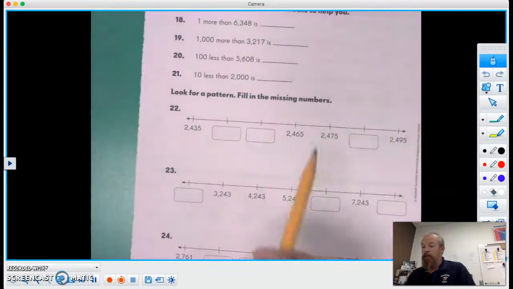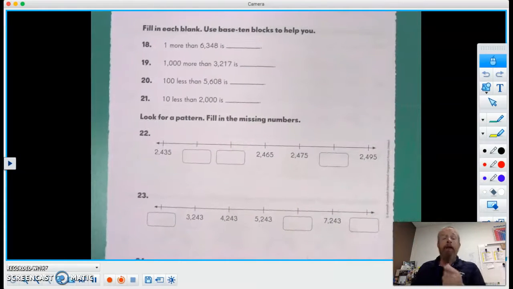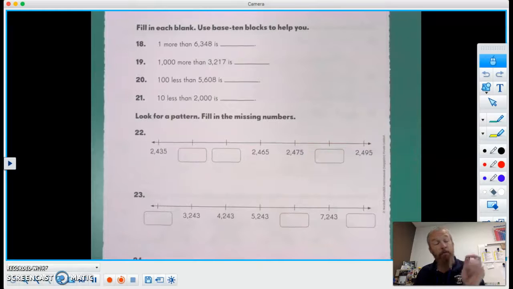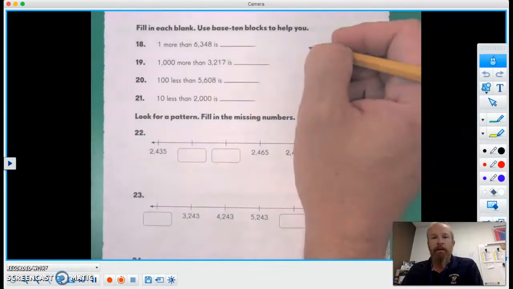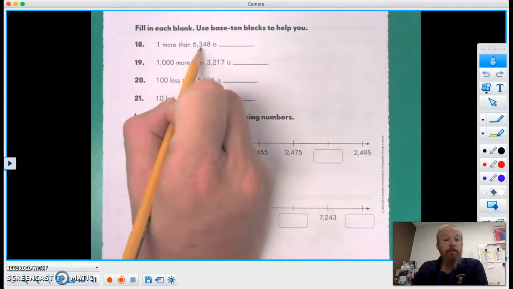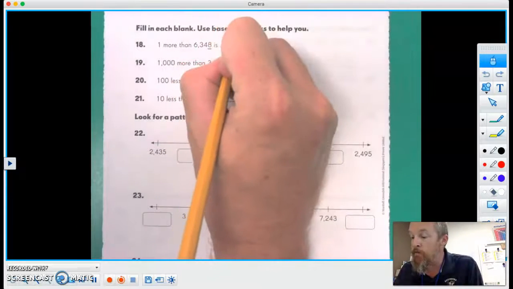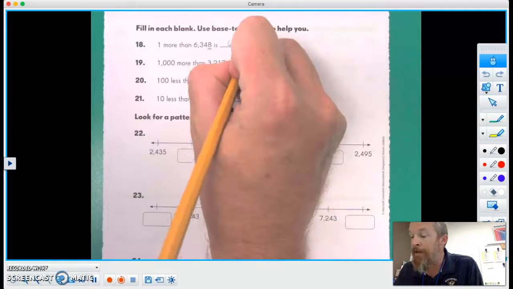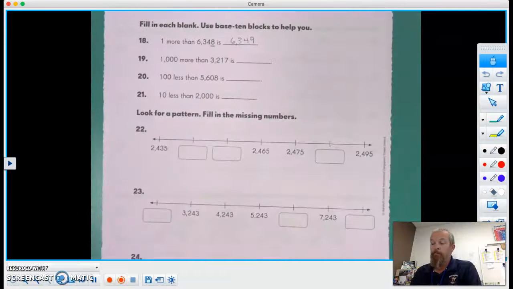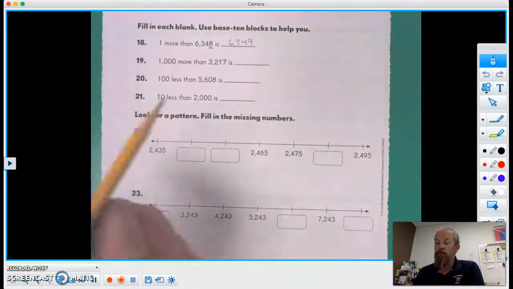Fill in each blank. Use base 10 blocks to help you. So this is that perfect time where the paper copies that we cut out really nice. Remember that? We put them in the baggie and then you have your place value chart. You can use that right here. And it will really help. Okay? Because if you are thinking of one more than 6,348, we go to the ones column, which would be 6,349.